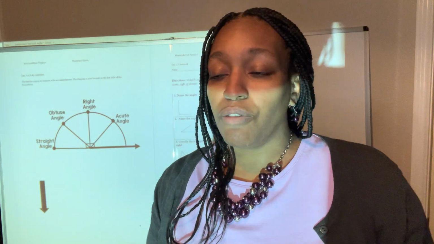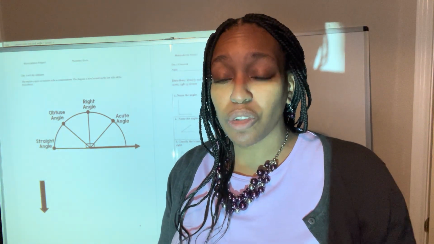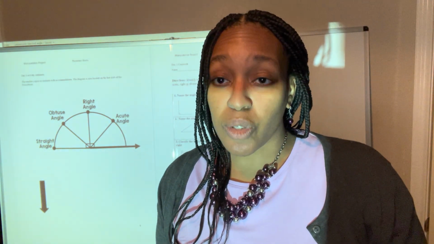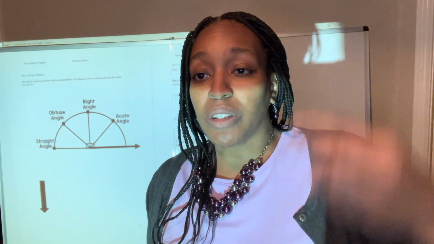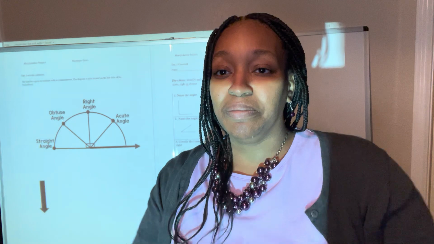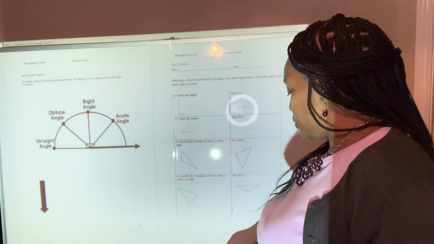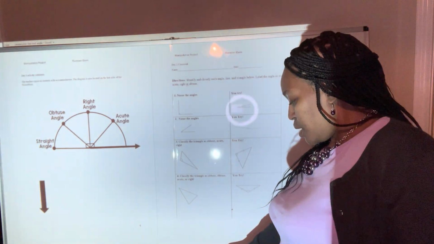geometry lessons. Eventually, as you get to upper level classes, you will see more different shapes or angles. But those are the four basic angles that you will see. So the first one, acute, right, obtuse, and straight. Remember those as we go into our classwork for today.